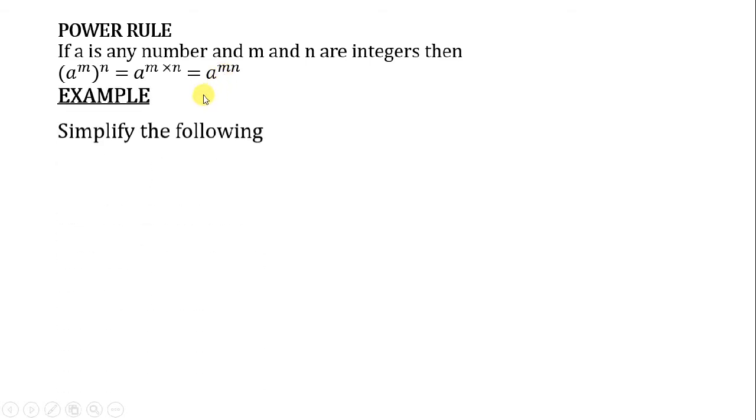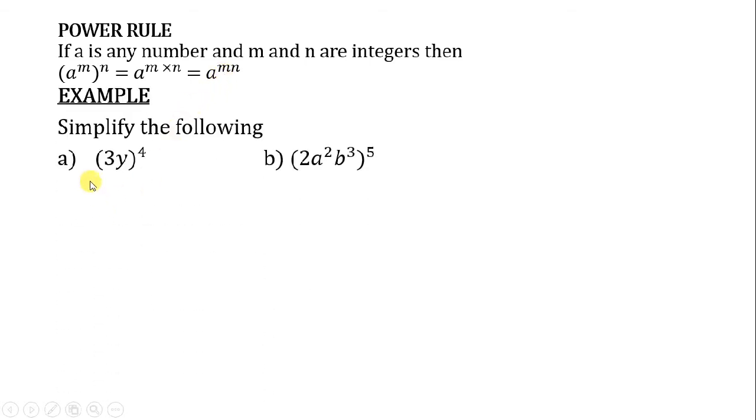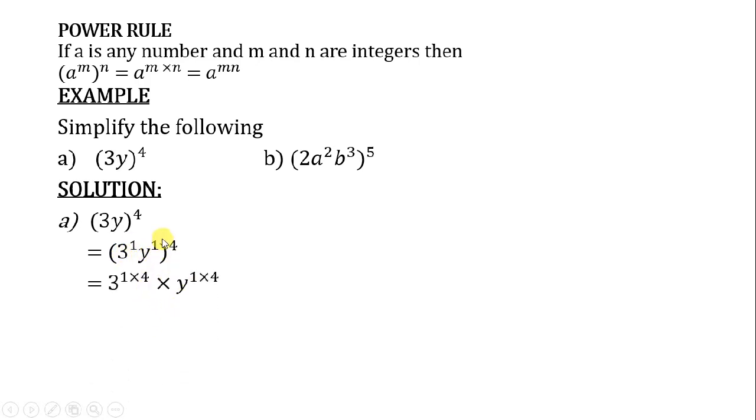Simplify the following. The first one is (3y) to the power 4, and the second one is (2a squared b cubed) to the power 5. So we have powers and a power outside. For the first one, we have (3y) to the power 4. Now, this 3 is the same as 3 to the power 1, and the y is the same as y to the power 1. When we express 3y in index form, using the index of an index to get rid of those brackets, what are we supposed to do? Multiply each of the powers by 4.